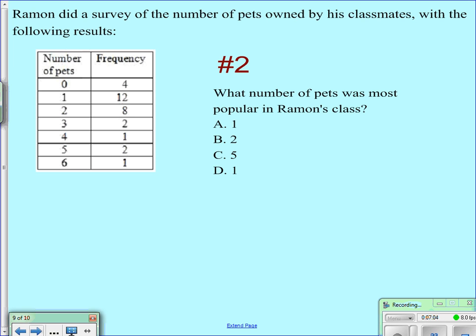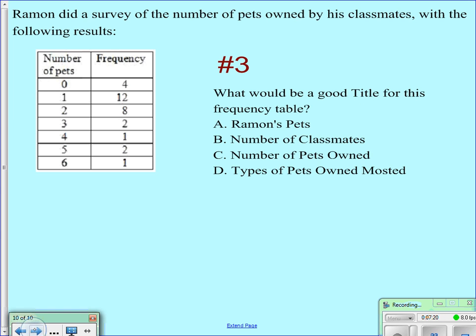Question 2, what number of pets was most popular in Raymond's class? A is 1, B is 2, C is 5, D is 1. You can pause this and answer the question. And number 3, what would be a good title for this frequency table? A, Ramon's pets, B, number of classmates, C, number of pets owned, D, types of pets owned most.